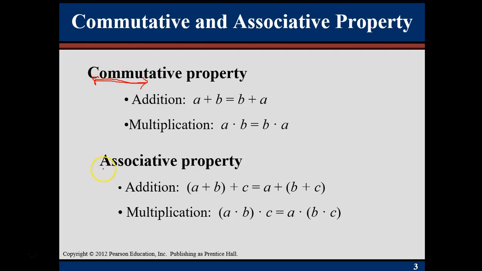Associative property has to do with grouping. Think of when you have associates at work or at school. They're also defined for addition and multiplication. The quantity of A plus B, find that first and then add C. You'll get the same sum if you add B plus C first and then add A. For multiplication, you find the product of A times B and then multiply that by C. You would get the same answer as if you found the product of B times C and then multiplied by A. So groupings for associative property and order for commutative.